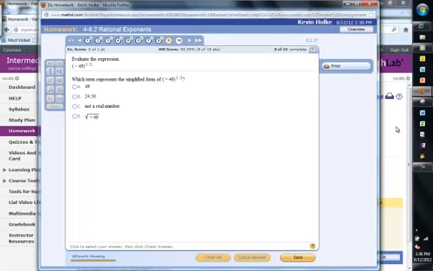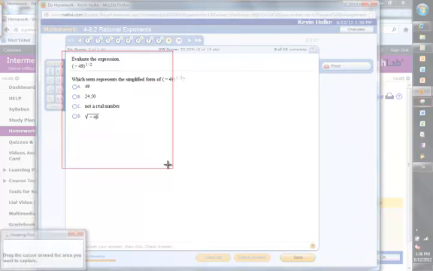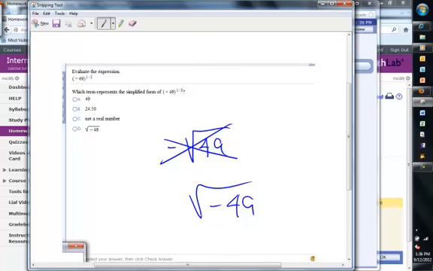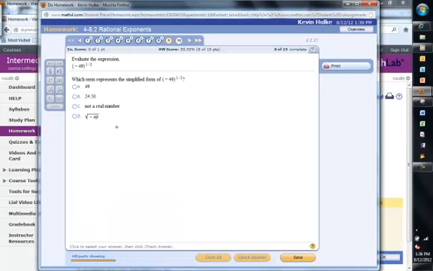Negative 49 to the 1/2. Now people get confused when they see ones like this. It's not negative square root of 49. It's the square root of negative 49. So it's not this one. Square root of negative 49 is not a real number because you can't take the square root of a negative number.